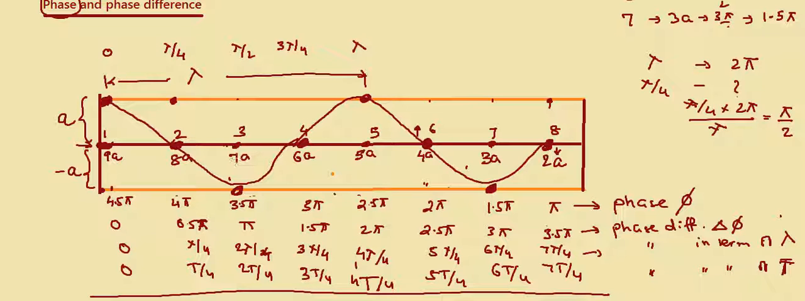But it is possible that the difference may not be a. Say for example, when this particle is over here and this particle is over here, the particle which is over here will be at this location.